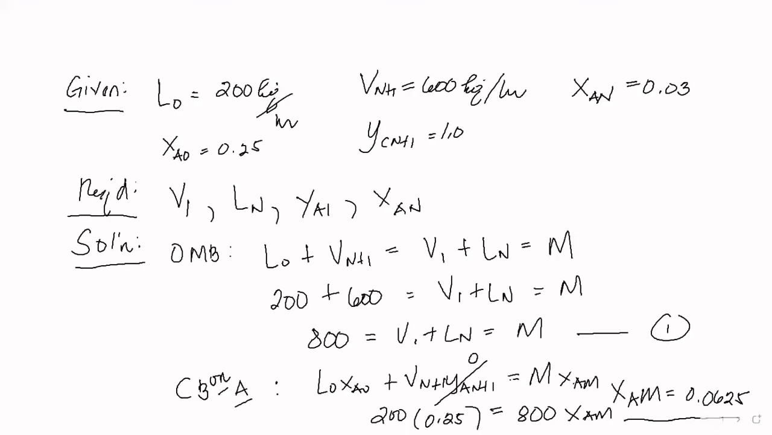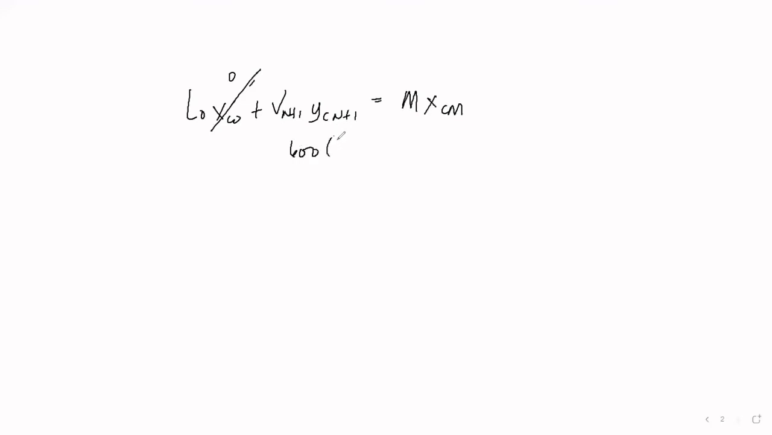So you have LO XCO plus V N plus 1 YC N plus 1 being equal to M XCM. We don't have a C in the feed because it's aqueous, so it's zero with this one. And this one is pure. Our solvent is 600. So this is 600 times 1.0 is equal to 800 XCM. So your XCM is 600 over 800. This might be easier for me to plot. So your C is 0.75, right?